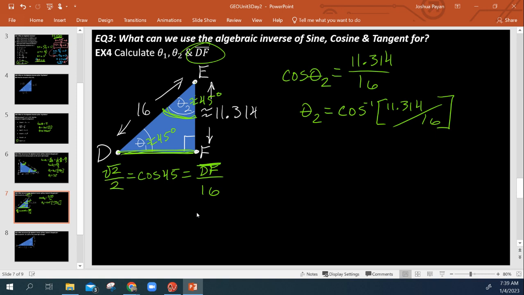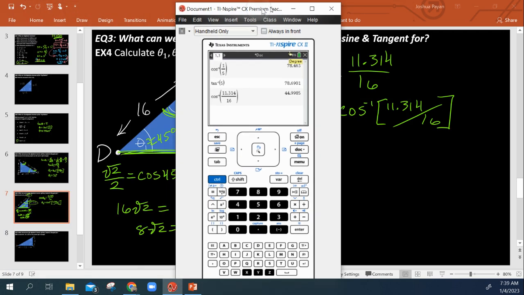Cross multiply and do the algebra there. So 16 square root of 2 is equal to 2 DF. Divide by 2, we get 8 square root of 2 equals DF. Okay, well, shouldn't that match what this is? Well, let's see what the calculator tells us.